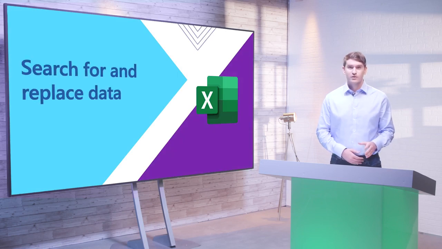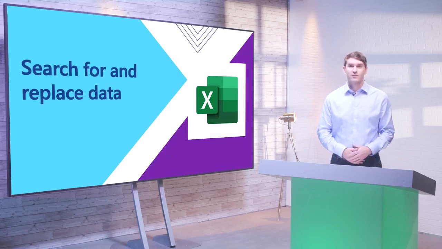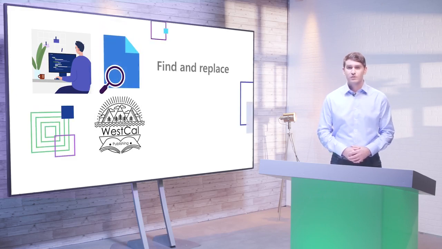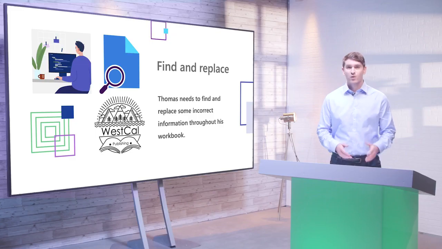Excel offers a number of tools to help you find values, objects, and formatting in your worksheet and replace those items as necessary. Thomas Bradshaw's manager at Westcal Publishing noticed that the naming of some items in the company accounts workbook is incorrect because the name of the client has recently changed. Thomas needs to be able to find multiple occurrences of this name throughout the workbook and change them all. One of Thomas's colleagues mentioned that there was a quick way to do this using the Find and Select feature in Excel. Let's explore what this feature has to offer and how to use it.